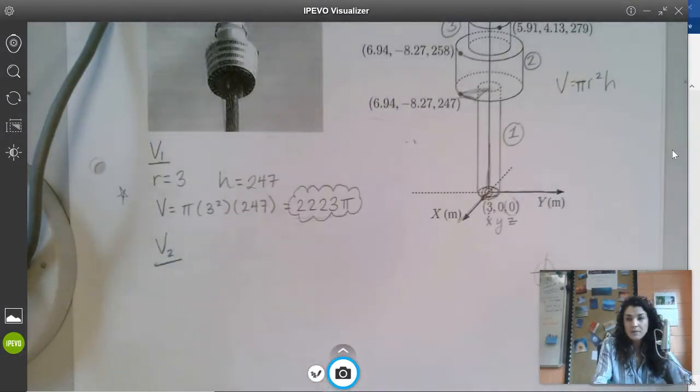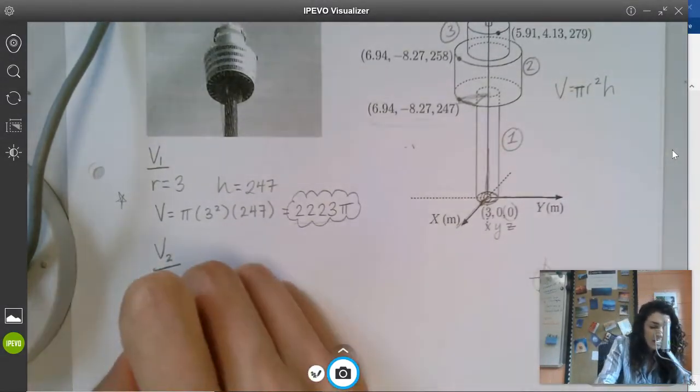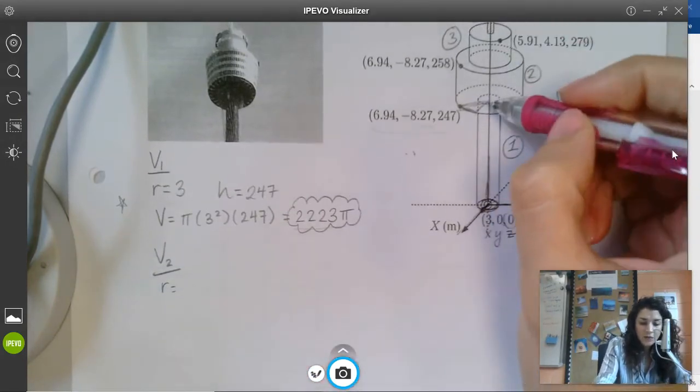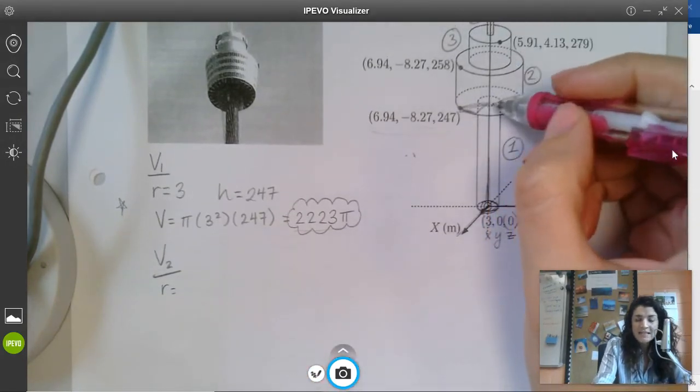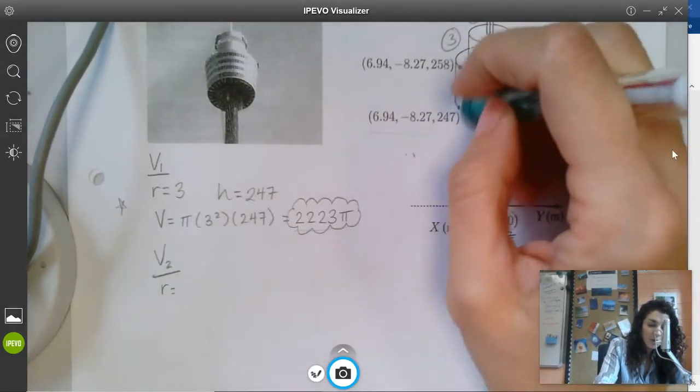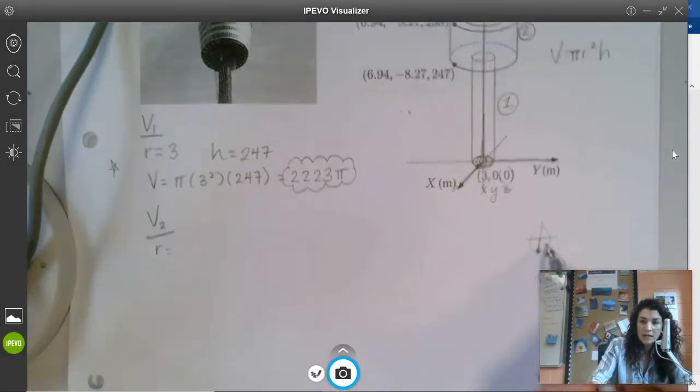Volume 2, slightly more difficult. We still need a radius and we still need a height. So this new guy over here, as we talked about, it's not on an axis. And so it's a little bit more difficult to find in terms of the radius, right?